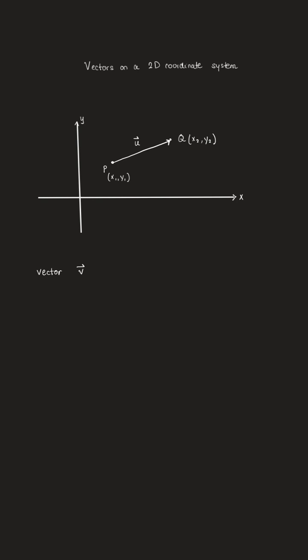Now, vector PQ is defined as the vector where we subtract the corresponding coordinates of the points P and Q. For example, if our P is the point x1, y1, and Q is the point x2, y2, then the vector PQ will be the difference between the corresponding x coordinates of the points, starting with Q first and then P, and the difference between the y coordinates of each point.